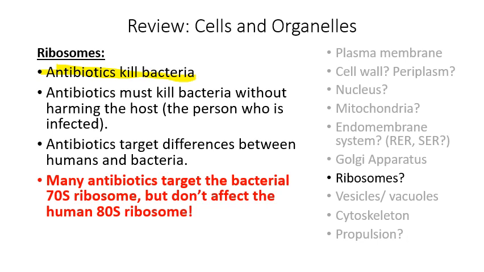Okay, so antibiotics kill bacteria. The antibiotics have to kill the bacteria without killing the human host. And so there are many antibiotics that target the differences between human and bacterial ribosomes, right? Many antibiotics target the bacterial 70S ribosome while leaving the human 80S ribosome alone. So the 70S ribosome that a bacterium has is a common target of antibiotics. So remember that, because that's a question that I like to ask on exams.